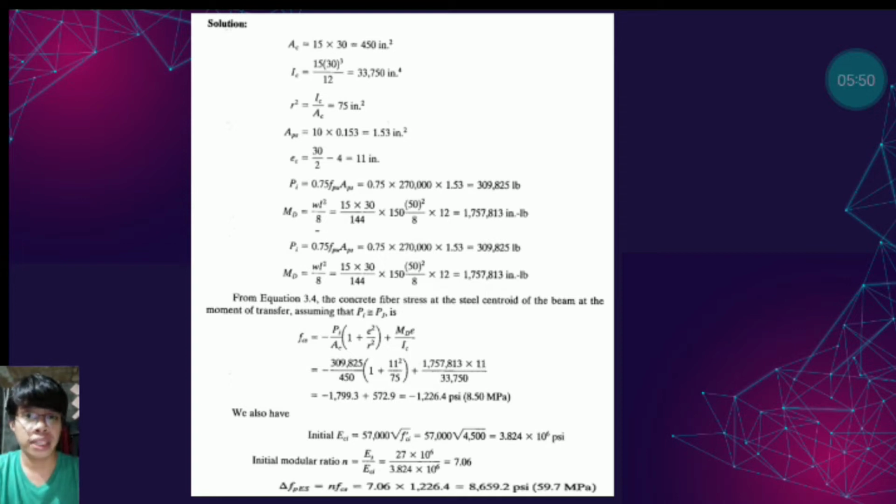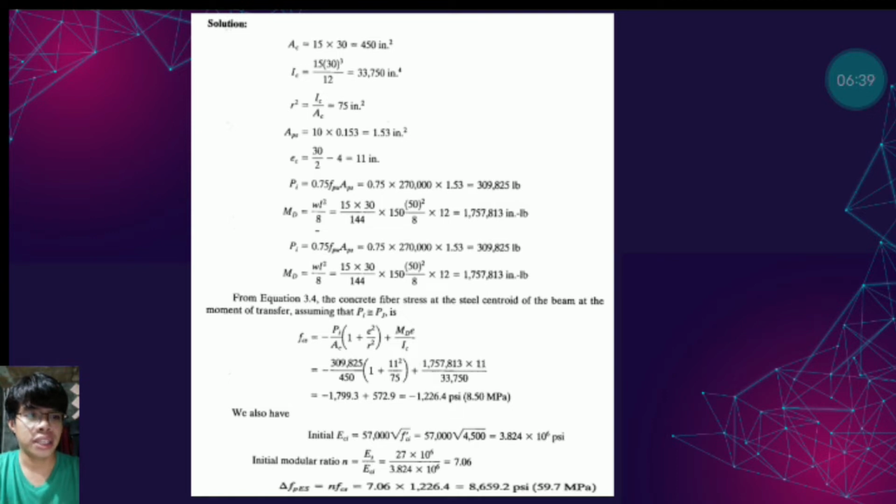Since we already solved the required values to find fcs, we will input them to the equation: fcs is equal to Pi divided by the area of the concrete times the quantity of 1 plus e squared divided by r squared, plus moment times e divided by the moment of inertia. So that's 309,825 divided by 450 times the quantity of 1 plus 11 squared divided by 75, plus 1,757,813 times 11 divided by 33,750. Our fcs will be negative 1,226.4 psi.